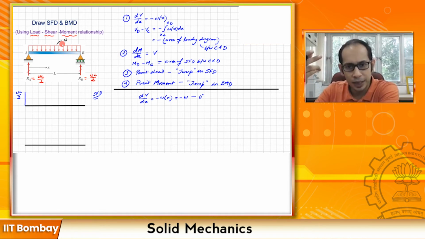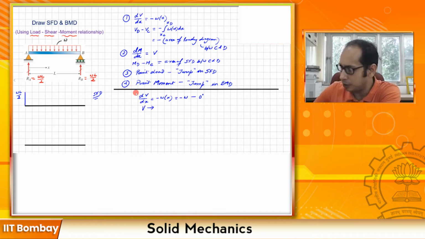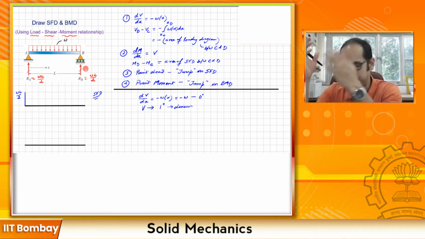So you can tell that once you integrate this, you find V, right? So V is going to be what? Once you integrate this degree 0, it is going to be degree 1. So V is going to have a linear variation, degree 1. That means it is going to be a linear variation. Okay. So now we know that for this entire beam, the shear force is going to vary in a linear manner. So we have established that it's going to be a linear line, right?